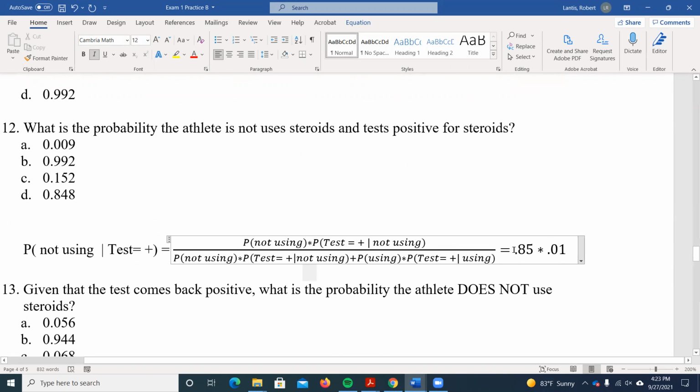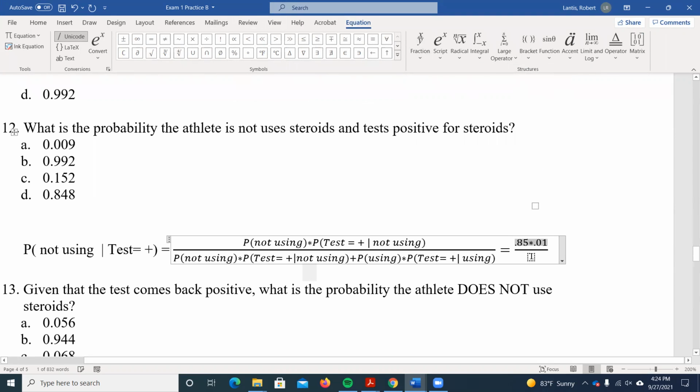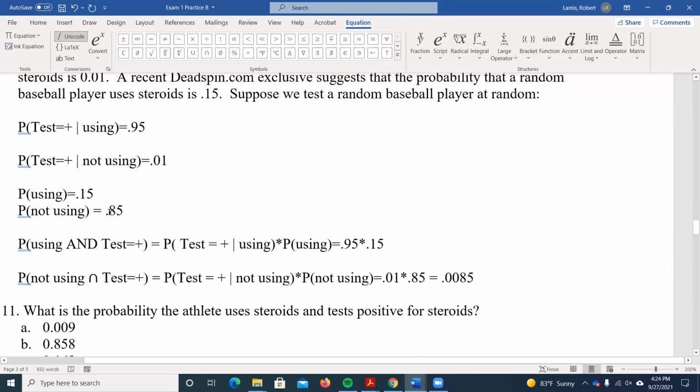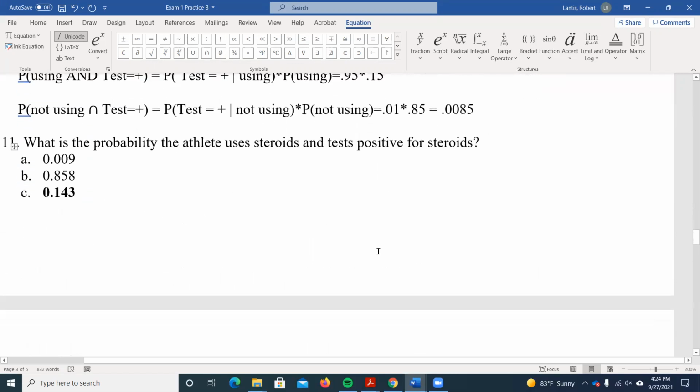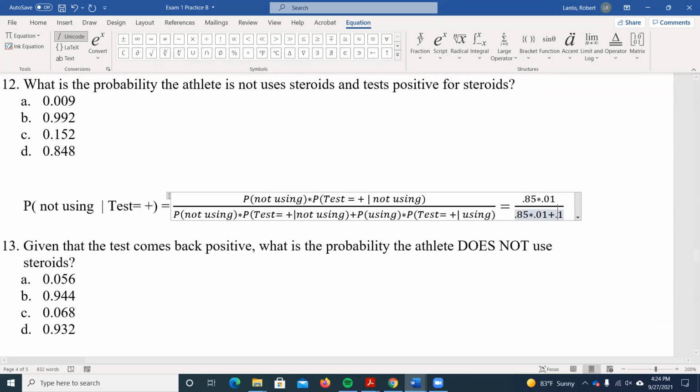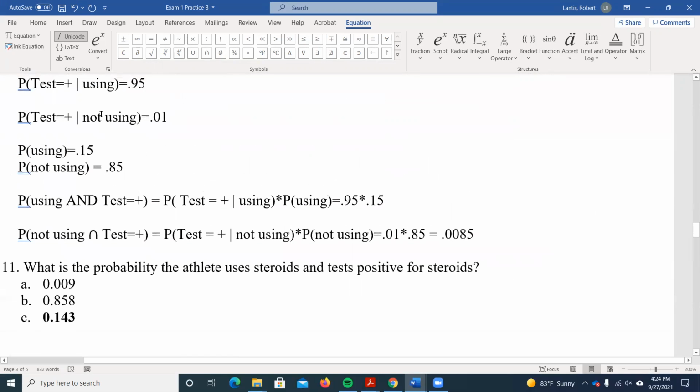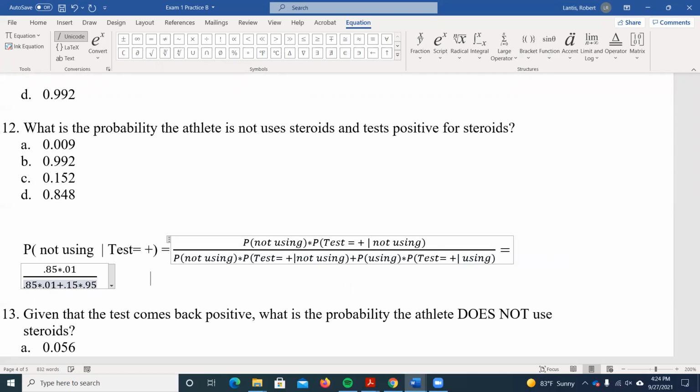And then we can turn this into a fraction to make our life a little bit easier to see all this at one time. Remember, the first part of the denominator was the exact same thing as the numerator, so even if we went through the process, we'd be finding those same values. The probability someone is using was 0.15, times, given that they're using, the probability the test comes back positive, which was 0.95. Now it's just a matter of getting that entered into our calculator.